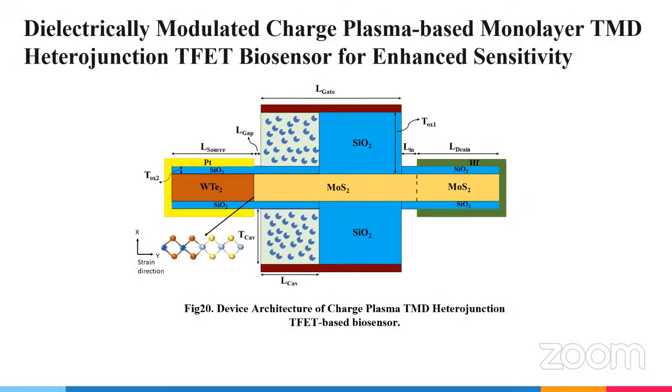So this is the structure of our dielectric modulated charged plasma based monolayer TMD heterojunction TFET biosensor for the enhancement in sensitivity. Here you can see we have used two TMD materials, WTe2 and MoS2. MoS2 is in the channel region and in the drain region, and WTe2 is in the source region.